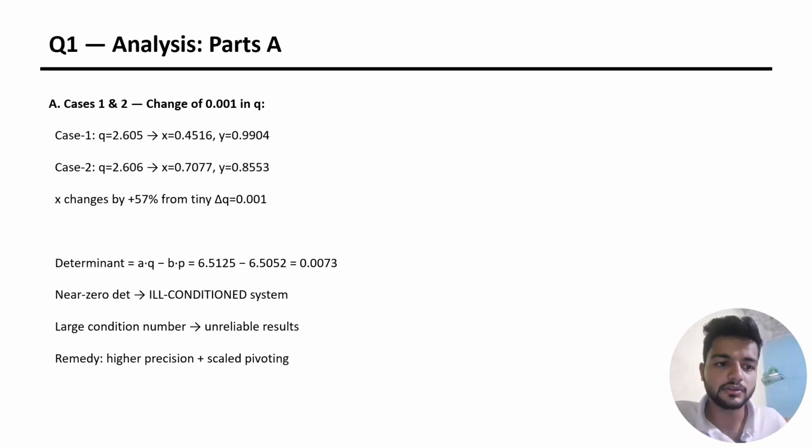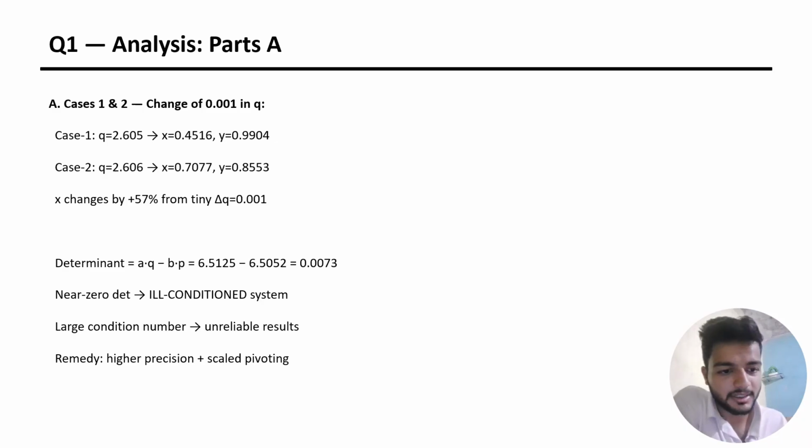Now analysis. In case 1 and 2, there is a change of 0.001 in q. In case 1, q is equal to 2.605, then x will become 0.4516 and y will become 0.9904. In case 2, q will become 2.606, then x will become 0.7077 and y becomes 0.8553. So x changes by plus 57% from a tiny change of 0.001. Here we can see that when q is changed by just 0.001, x is increased by 57%.